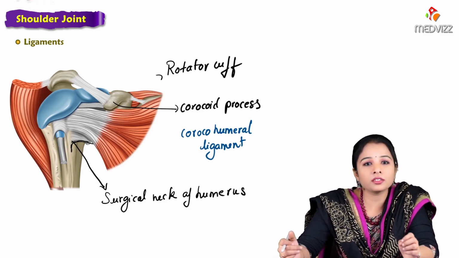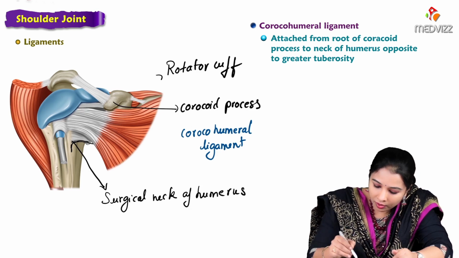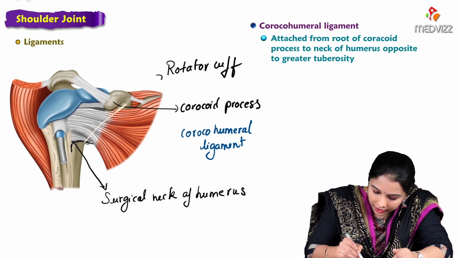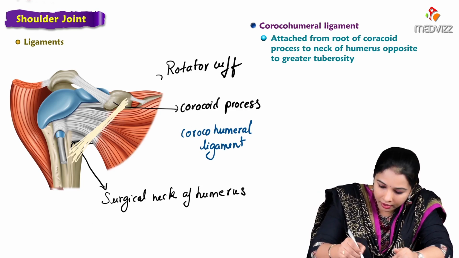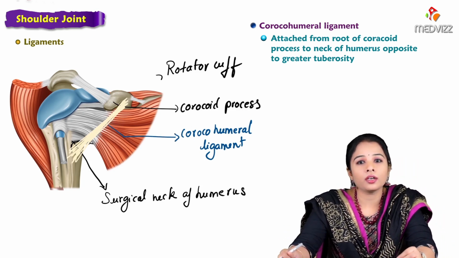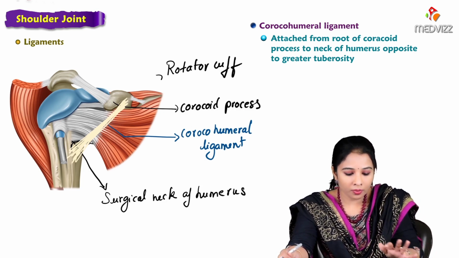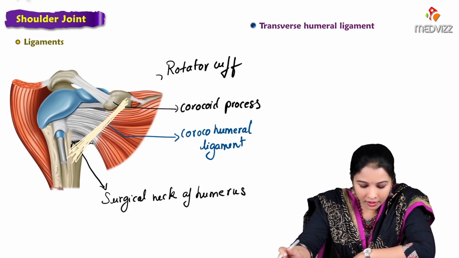The next ligament is the coracohumeral ligament. It is attached to the root of the coracoid process. So this is the root of the coracoid process. It extends till the neck of the humerus. This is called the coracohumeral ligament, and it attaches to the neck of the humerus opposite to the greater tuberosity.